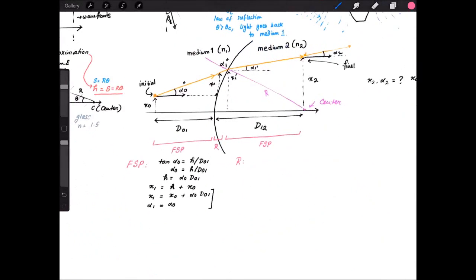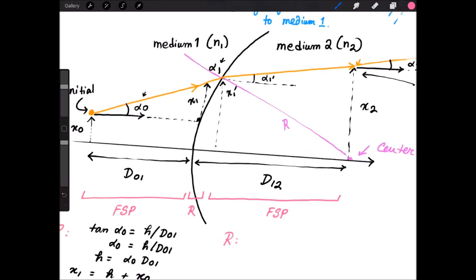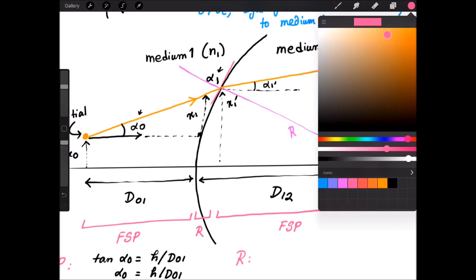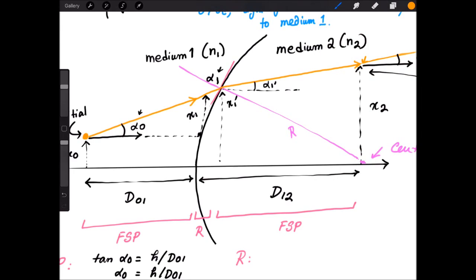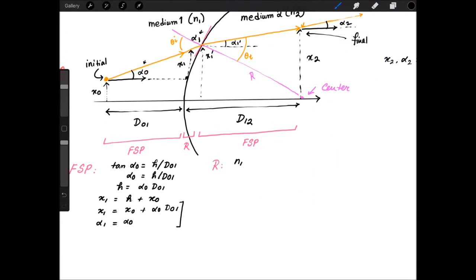So what is the normal in this case? If you remember, if you have a curved surface and you draw the tangent to that surface, the normal to that tangent is the radius. So we define our angles with respect to the radius. So this is your theta I, incident angle, and this is your theta t, transmitted angle. So with respect to this, if we write Snell's law, we have n1 sine theta I equals n2 sine theta t. For axial approximation, n1 theta I equals n2 theta t.